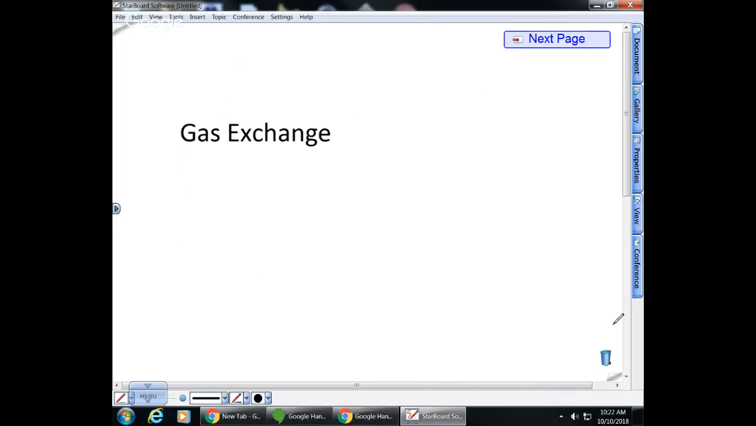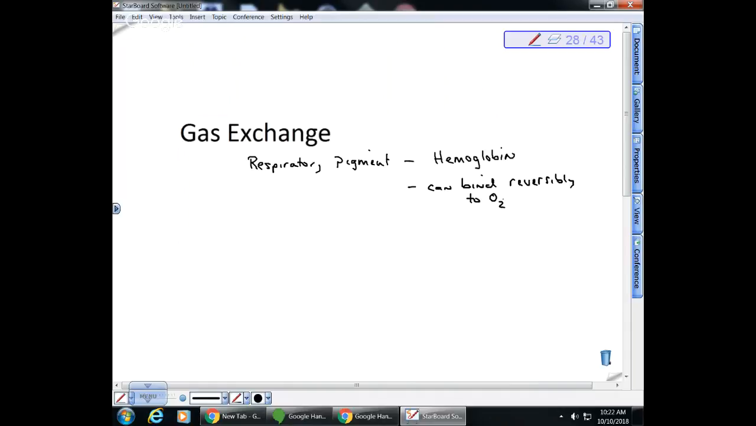Okay, so we're going to move on to gas exchange. When we talk about gas exchange, we're going to talk about respiratory pigments. The respiratory pigment that we use is called hemoglobin. The unique property of hemoglobin is that it is able to bind reversibly to oxygen. What that means is it behaves differently in different parts of the body, because in some places it picks up oxygen and holds tightly onto it, and in other places it has to get rid of the oxygen to give it up to the tissues.